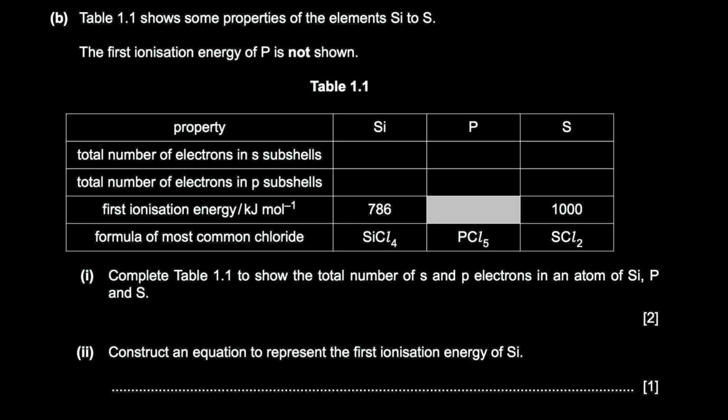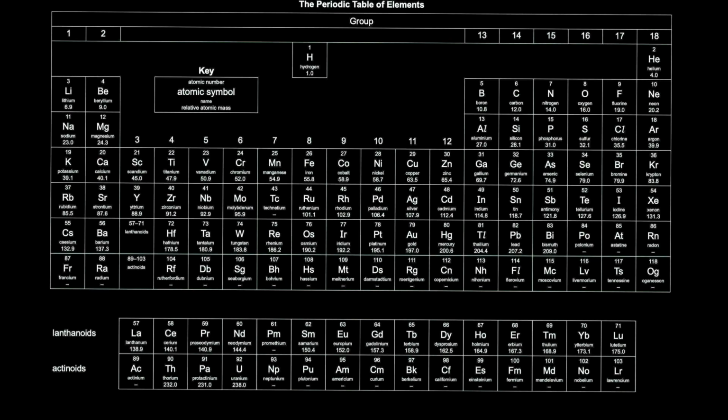Table 1.1 shows some properties of the element silicon to sulfur. The first ionization energy of phosphorus is not shown. Complete table 1.1 to show the total number of s and p electrons in an atom of silicon, phosphorus and sulfur. So if you look at the periodic table, right, what's the electronic configuration of silicon? Silicon is 1s2, 2s2, 2p6, and then 3s2, and then 3p2, right? Phosphorus is 3p3, and then sulfur is 3p4, okay?